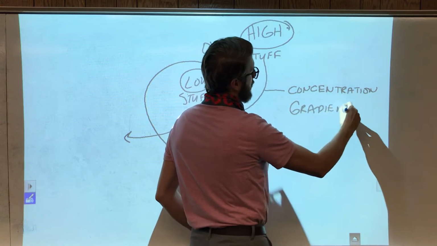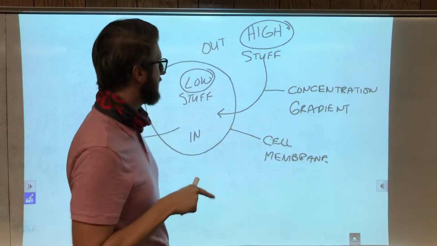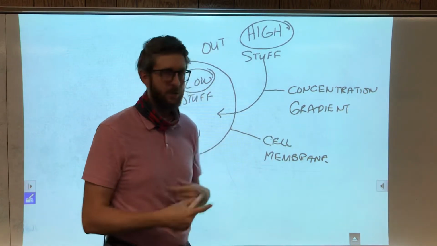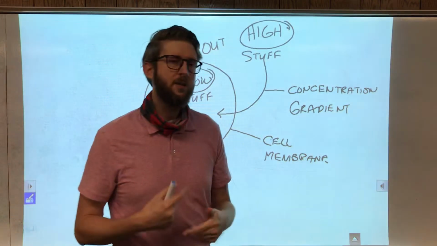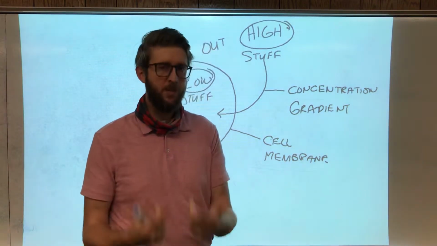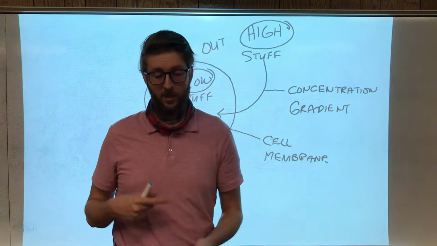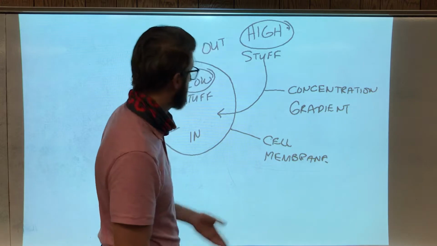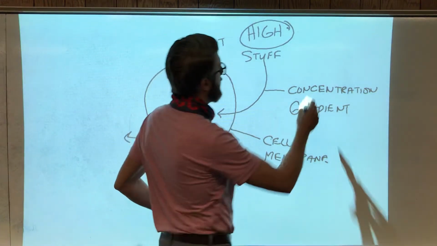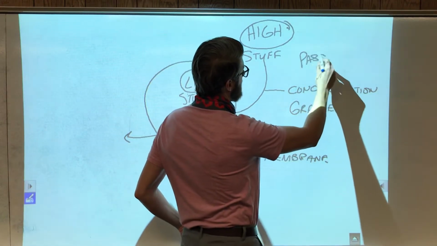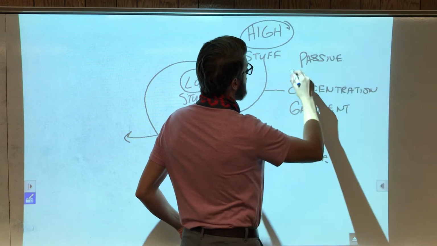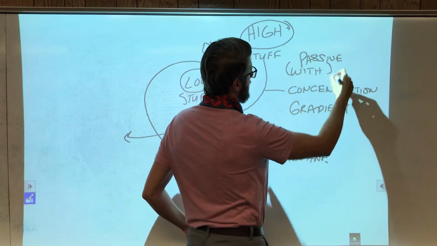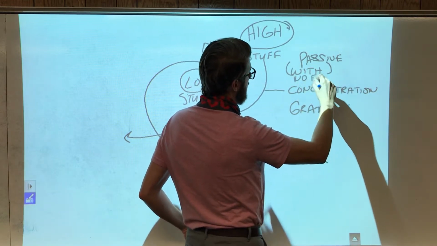Now, we mentioned that if you want to move something in the same direction as the concentration gradient, it's just like if you wanted to move in the same direction as a river. All you have to do is hop in and do nothing and let the river carry you. It requires no energy, and that is called passive transport. When you go with the gradient and there's no energy involved.